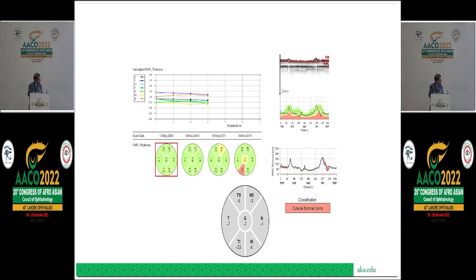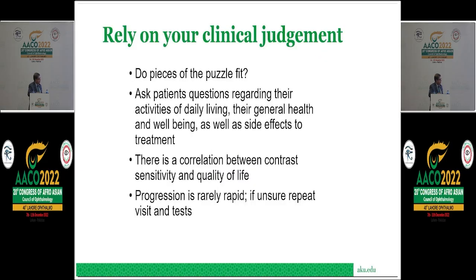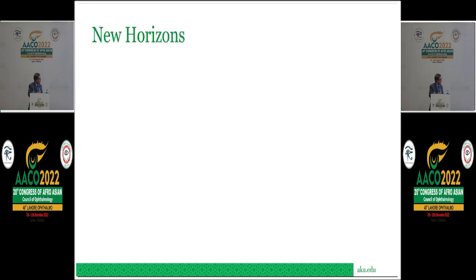And there is a subtraction map which shows quite a significant decrease in nerve fiber layer inferotemporally. So look at the puzzle and the clinical picture, whether the patient is noticing change, are they monitoring themselves, how is their quality of life, is there a correlation with structure and function, and you have time to repeat the testing also. You don't have to make a decision straight away based on that one test.